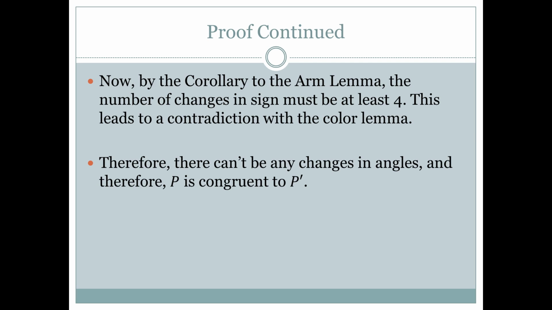Now from our corollary, the second lemma we had, the number of changes in sign must be at least 4. But this leads to a contradiction with the color lemma, as we said there are at most 2. So based on this, there can't be any changes in angles, and therefore P is congruent to P prime. So again, by contradiction.